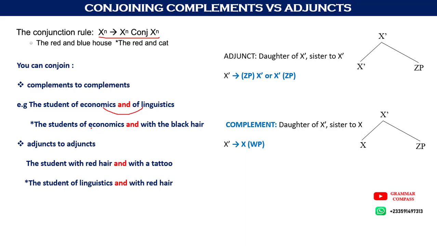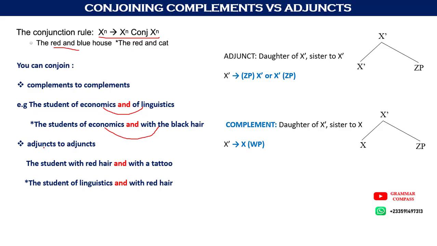The students of economics and with the black hair. This is wrong. This is one property of complements and adjuncts. When you are joining them, make sure that both are complements or both are adjuncts. In the same way, you can join the red and blue house, red and blue, but you cannot say the red and cat. It will be wrong.